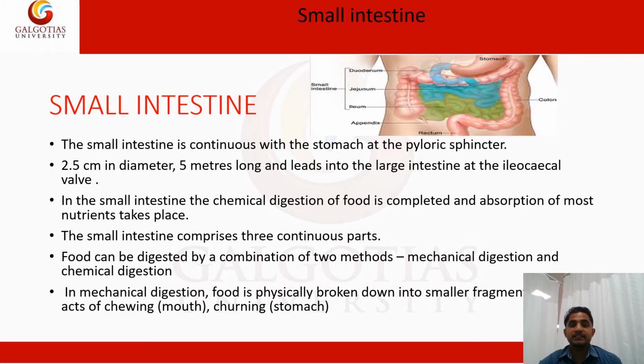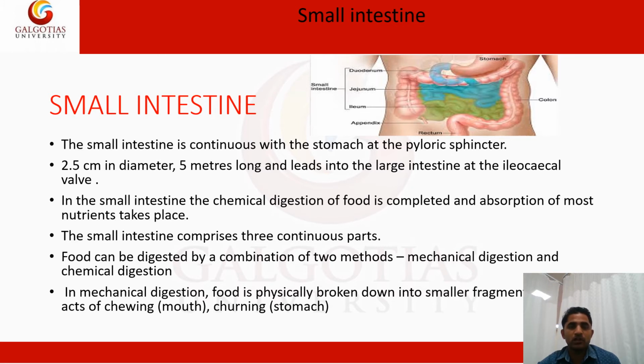So the small intestine is continuous with the stomach at the pyloric sphincter. The pyloric sphincter is the last part of the stomach where the duodenum is attached. The small intestine is 2.5 centimeters in diameter and approximately 5 to 6 meters long, and leads into the large intestine at the ileocecal valve. The ileocecal valve is a junction where the small intestine and the large intestine attach to each other.